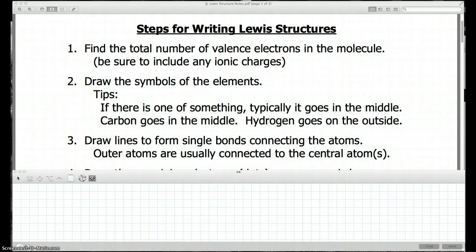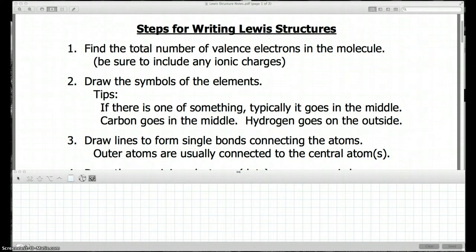Hi there. This video lesson covers writing Lewis structures. And Lewis structures are essentially pictures or drawings of molecules. So in the last video lesson you learned how to write the formulas and the names of molecular compounds or covalent compounds. In this video lesson, you're going to learn how to draw the structure, to draw a picture of what that molecule actually looks like.